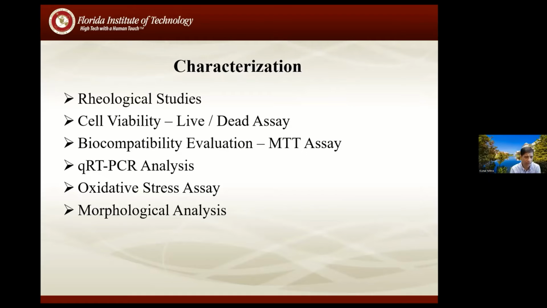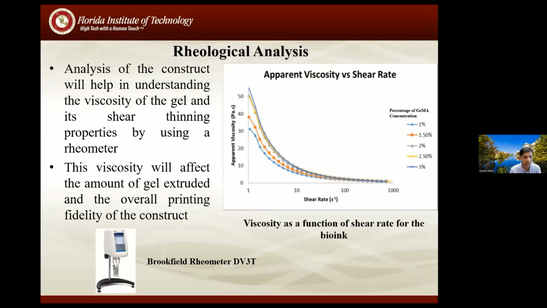Going to the characterization, obviously you have to do rheological studies because you're looking at the viscosity of these materials. You have to look at viability, obviously a key parameter. We also looked into some MTT assays, and then we looked at PCR, and then obviously our biggest emphasis is oxidative stress, because I'll show you the data we got using simulated microgravity, and also some morphological analysis. Just some samples I'm showing to you.